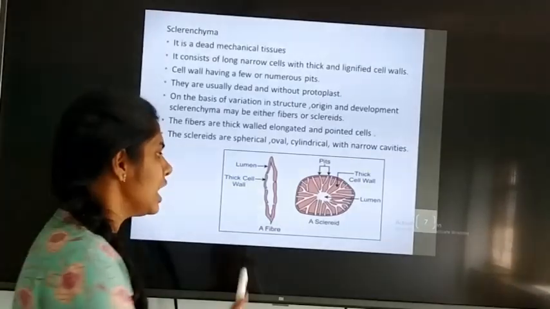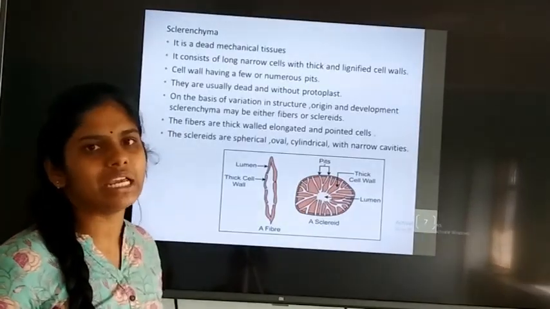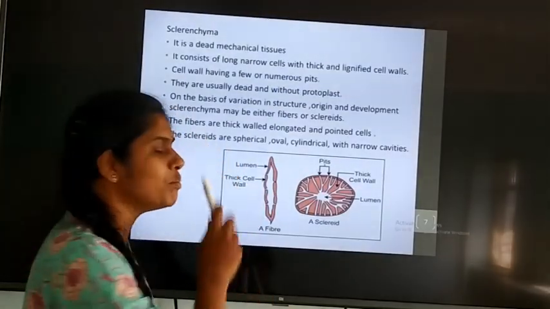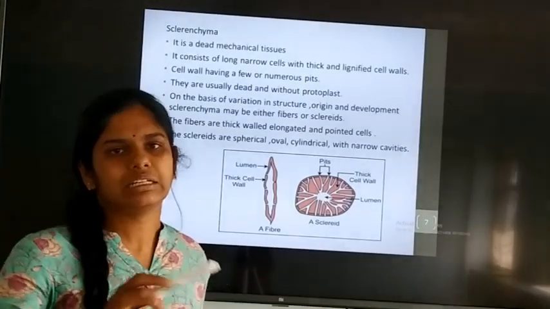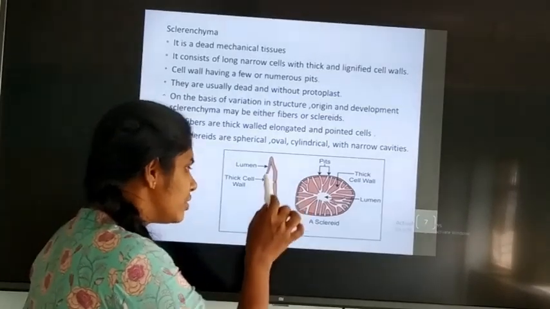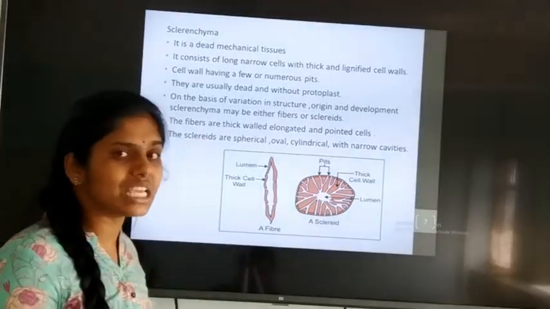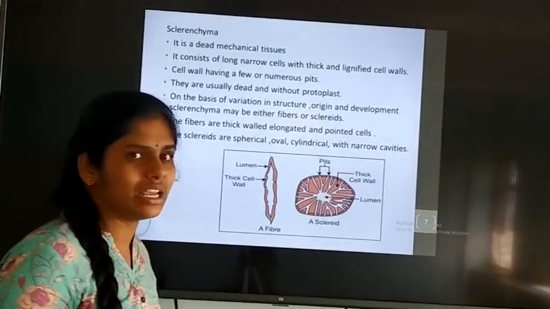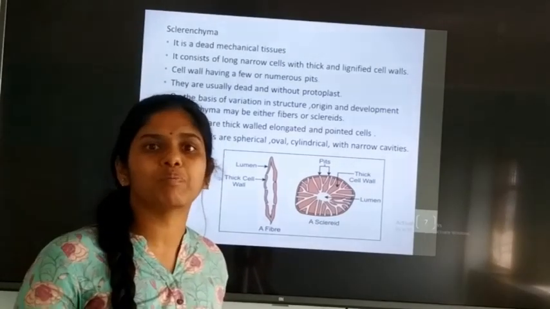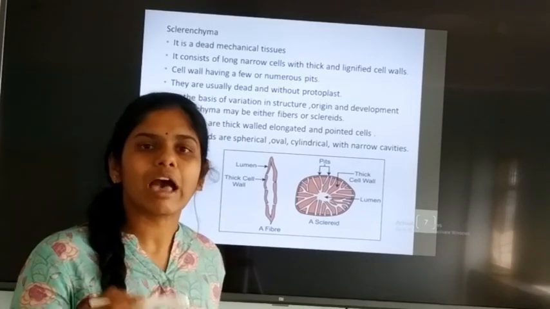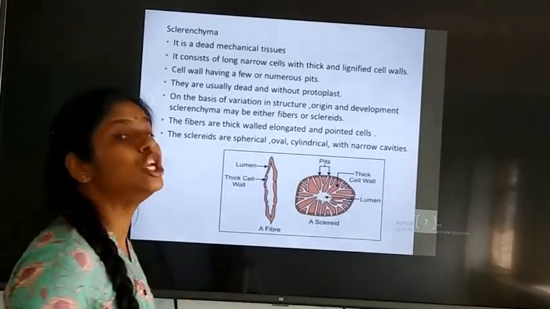The fiber is elongated, with pointed or tapering ends. And the cell wall is made up of lignin, that means the cell wall is deposited with lignin. Inside the fiber there is an empty space, so that empty space is called a lumen. Why does the empty space form? Because of the absence of protoplasm. When it is absent, it creates an empty space, so that empty space is called a lumen.